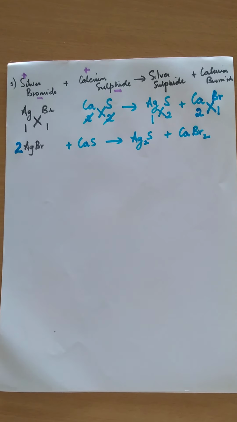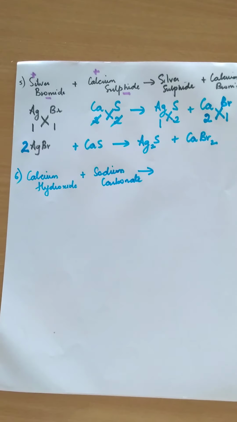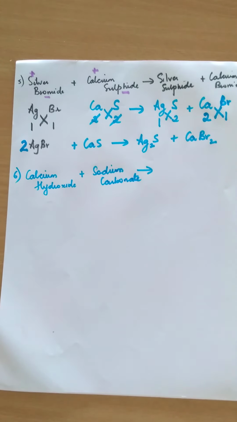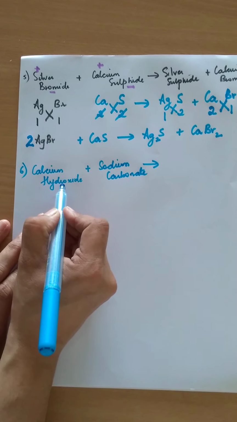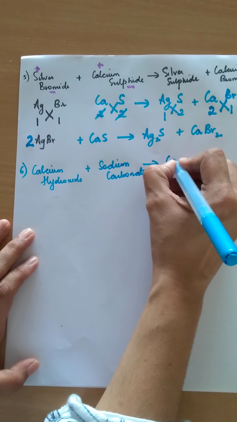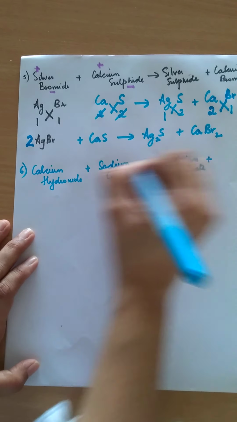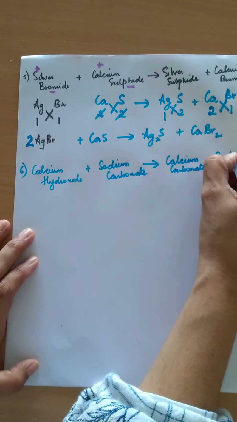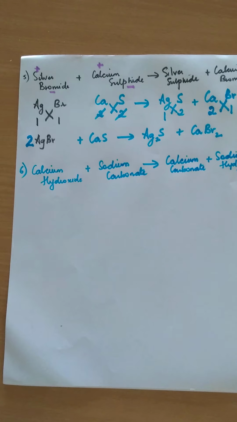Now we come to the sixth one, calcium hydroxide plus sodium carbonate. So similarly, calcium is positive, hydroxide is negative, sodium is positive, carbonate is negative. So calcium, which is positive, with the negative of this, will give you calcium carbonate, and sodium with hydroxide. So you must always write the positive ion first, okay, and then the negative ion.